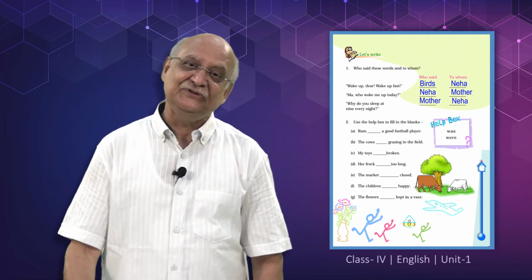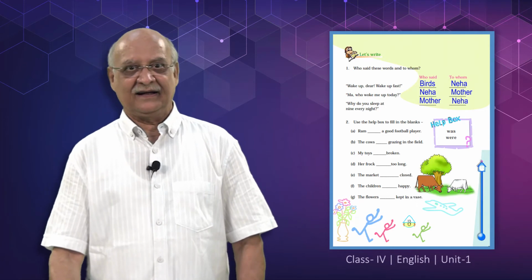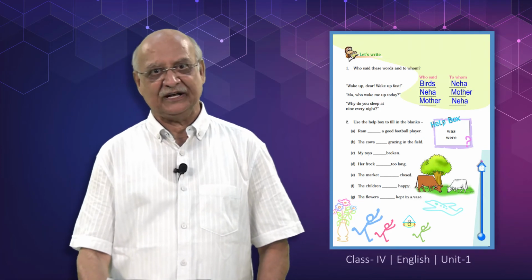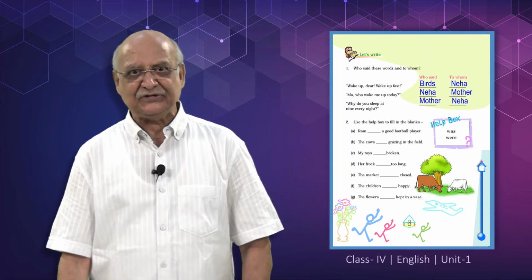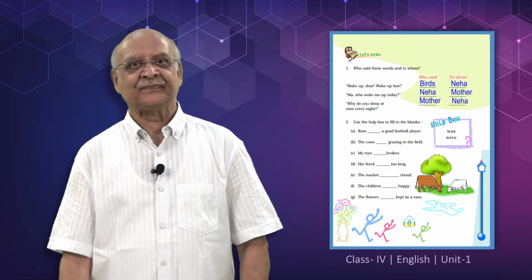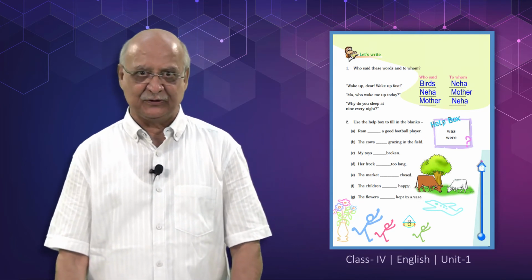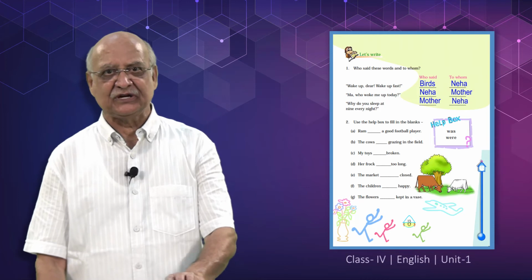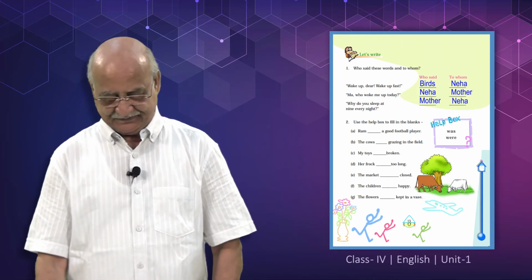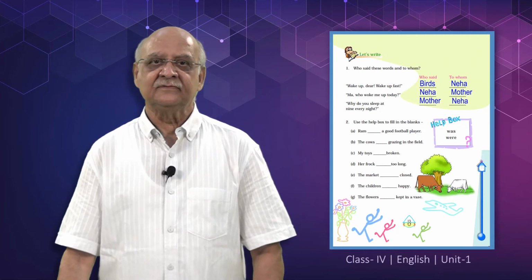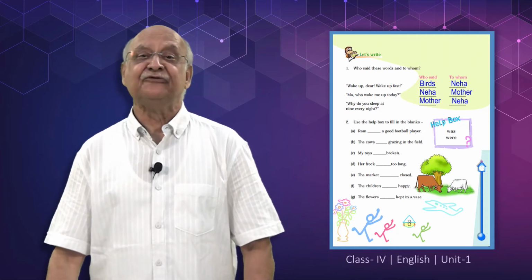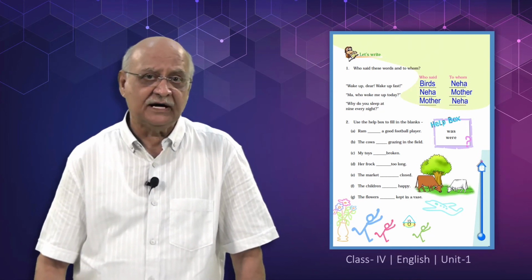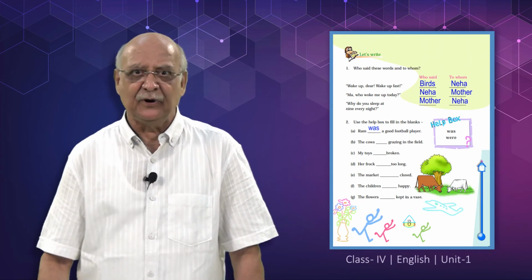Now here is a slightly different exercise. Now there are two words in the box. Look at those two words in the box. What are they? Was, were. I'm going to read the first two sentences for you and you will fill in was or were as it suits there. Are you ready? Good. Ram dash a good football player. Was or were? Ram was a good football player.